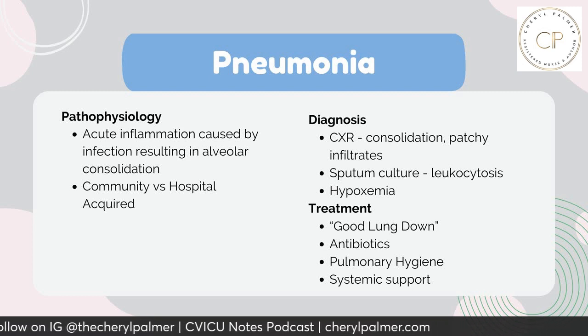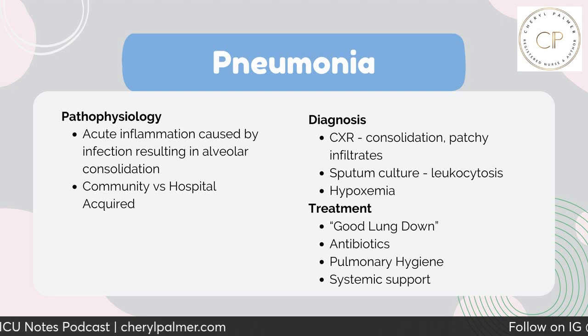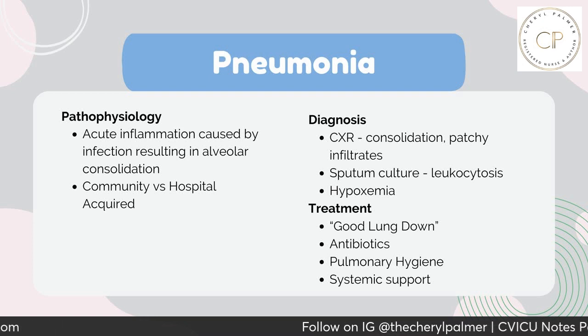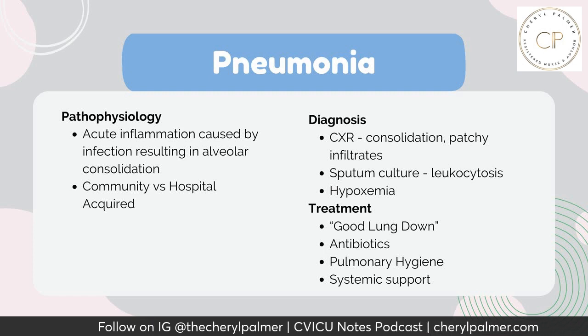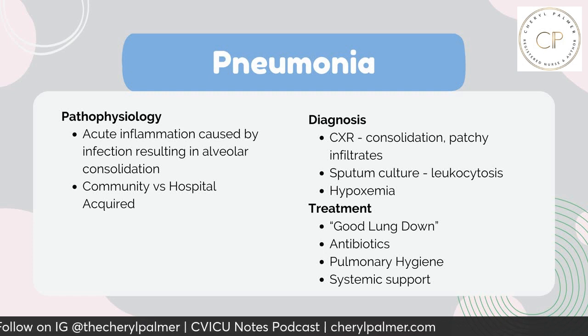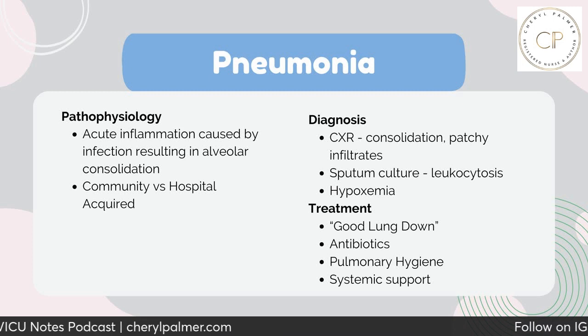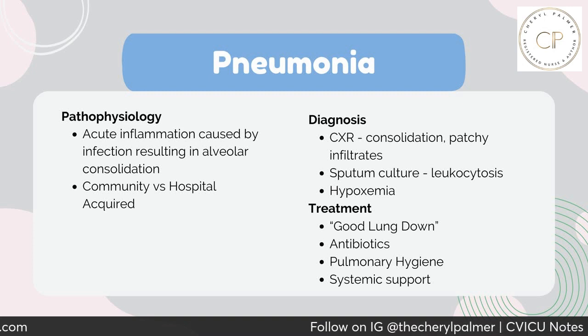Pneumonia. The pathophysiology for that is acute inflammation caused by infection resulting in alveolar consolidation, community versus hospital acquired. So there are two types. A diagnosis includes a chest X-ray that may show consolidation or patchy infiltrates. Your sputum culture may show a leukocytosis, and you may have hypoxemia.